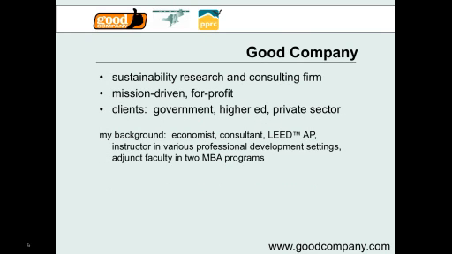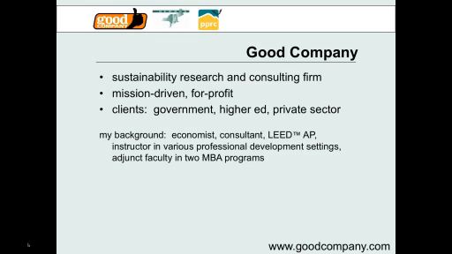So, forging ahead, quick introductions. Good Company is a sustainability research and consulting firm. We're based in Eugene, Oregon. We've been around for a little more than a decade. We are a for-profit company, but we're very much mission-driven. All of our work has to do with sustainability, and increasingly over the last few years, climate change. We've worked for over 70 organizations in 10 states, Canada, and Mexico.